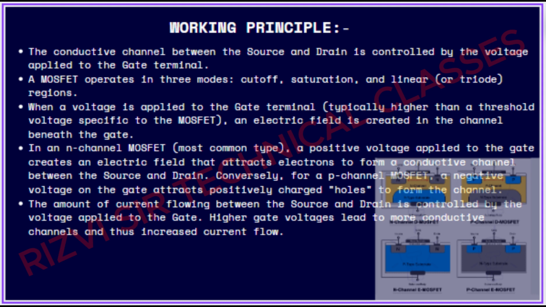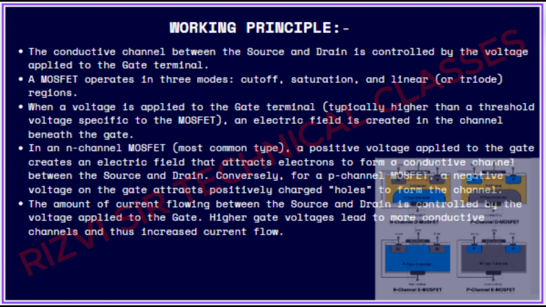Working principle. The conductive channel between the source and drain is controlled by the voltage applied to the gate terminal. A MOSFET operates in three modes: cutoff, saturation, and linear or triode regions. When a voltage is applied to the gate terminal, typically higher than a threshold voltage specific to the MOSFET, an electric field is created in the channel beneath the gate.